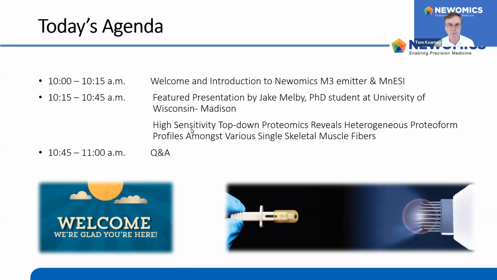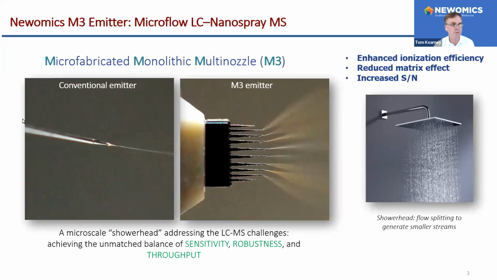So we just went through this agenda to discuss our emitter technology, so let me just give you a brief overview of it. Newomics M3 emitter for microflow LC and nanospray mass spec. What that means is our emitter has the ability to take microflows in and give out nanospray sized droplets at the exit of the emitter.